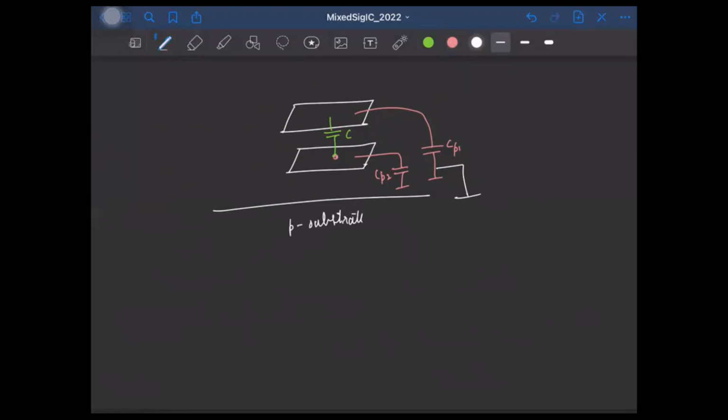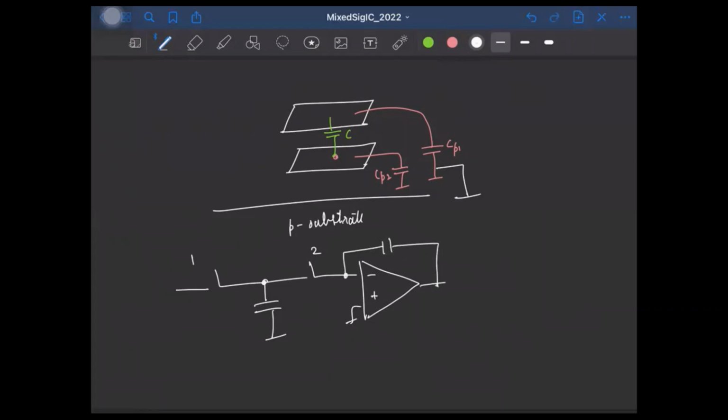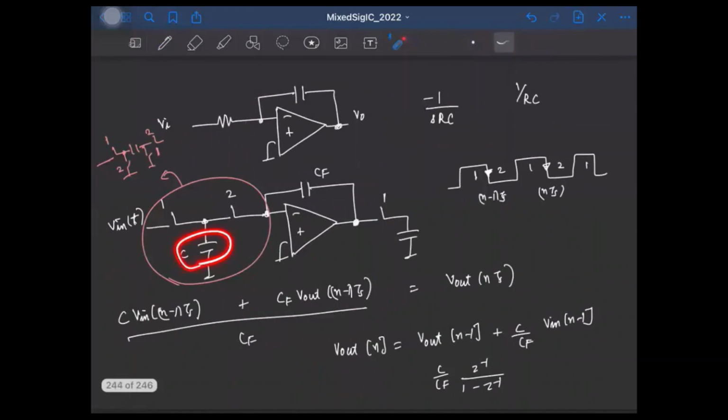Right? So now, in the switched capacitor integrator we saw, this was the circuit, right? Now, along with the actual capacitance C, we'll also have parasitic capacitance associated with both the top and the bottom plate. Now, the parasitic capacitance associated with the bottom plate is not a problem because the bottom plate is grounded. But the parasitic capacitance from the top plate, CP1, will create an issue, right? Because now the total capacitance is no longer C, it is C plus CP1, right? So it is equivalent to changing this capacitance C to C plus CP1.